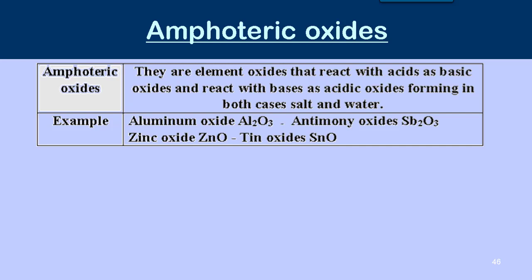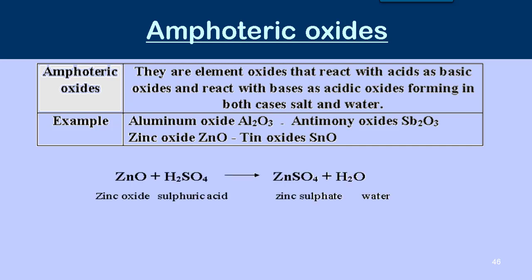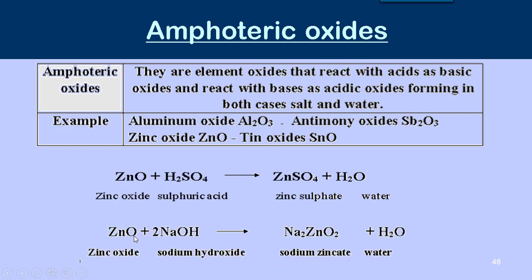Number 1, aluminium oxide. Number 2, antimony oxide. Number 3, zinc oxide. And finally, zinc oxide reacts with sulfuric acid. Of course, it will react as basic oxide because it has here acid, forming zinc sulfate, salt, and water. The second reaction, zinc oxide, but in this case it will react with alkali, so it will act as an acidic oxide, giving sodium zincate salt and water.